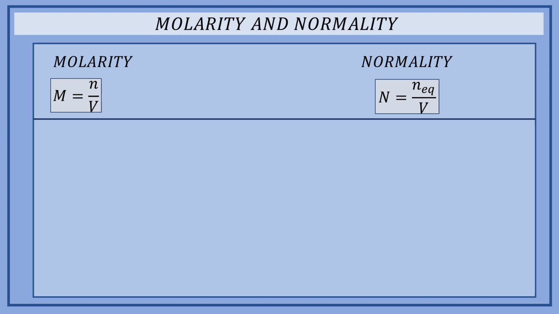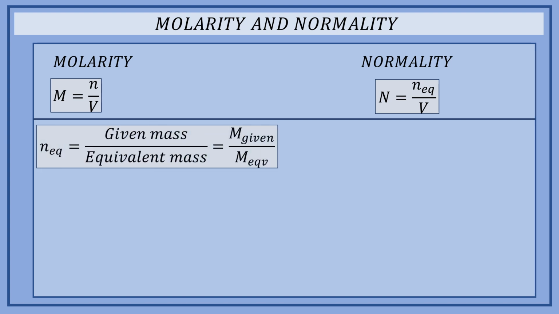So, if we somehow relate the number of moles n to the number of equivalents n_eq, then we may derive the relationship between molarity and normality. With this motivation, let us see if we can find a relationship between the number of moles and the number of equivalents. Number of equivalents is given by the given mass of the solute divided by its equivalent mass. Let us represent it as m given upon m equivalent.